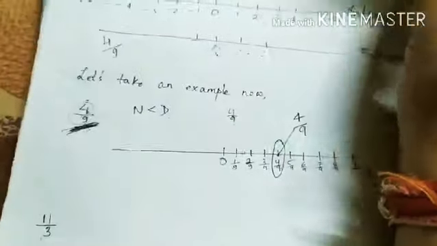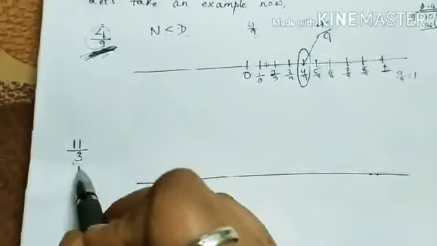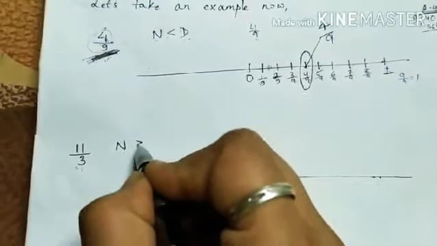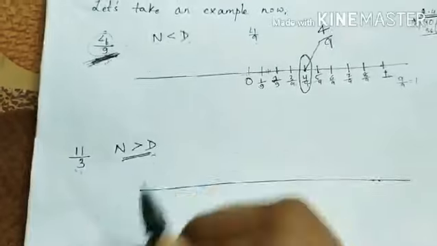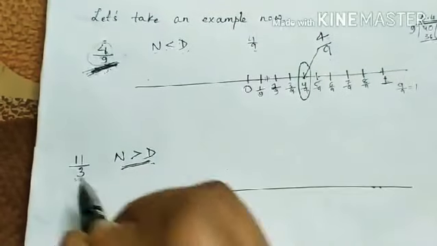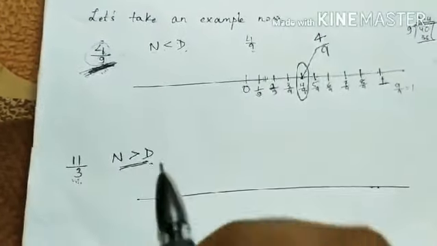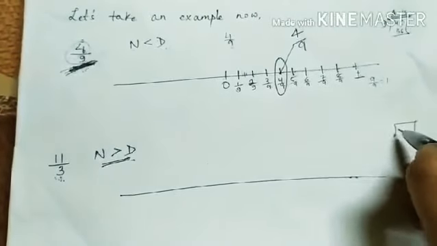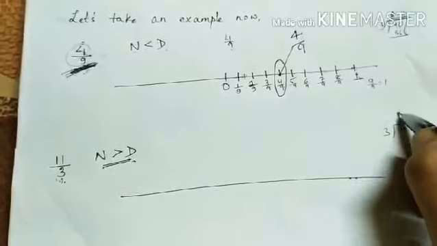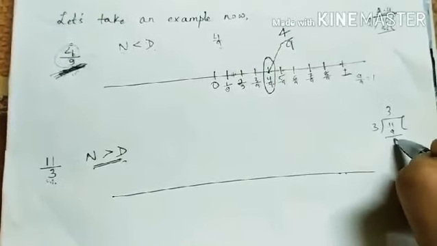We saw this was a proper fraction. Now we'll see the improper fraction. Improper fraction, that is 11 by 3, where the numerator is greater than the denominator. Okay, so what are we going to do? We are first going to convert it into the mixed fraction. Mixed fraction, I hope all of you know that. 11 by 3 we can get like this.